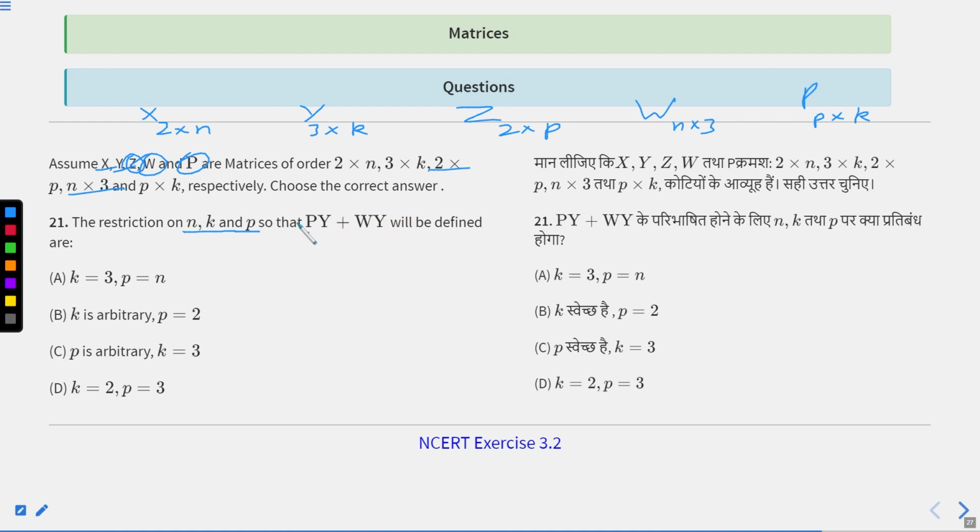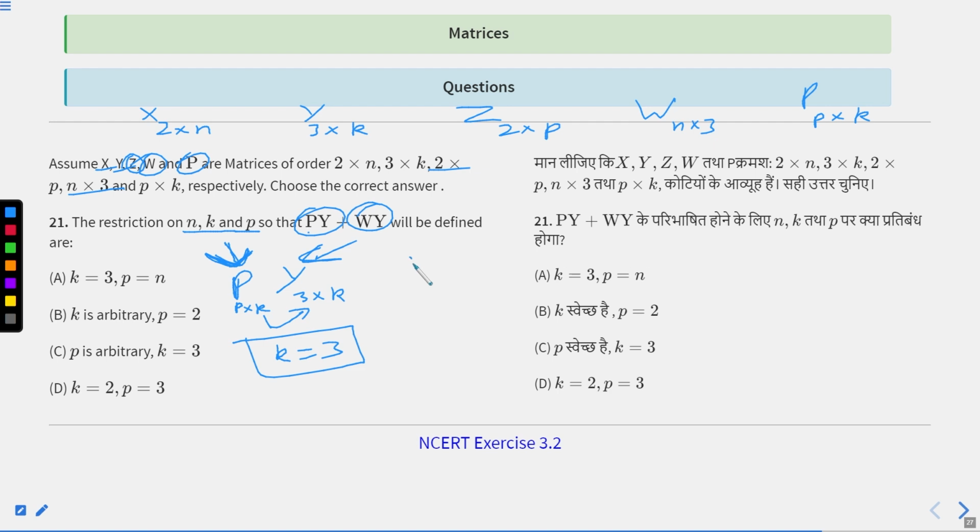First of all, this PY. PY means product of two matrices. When we do a product, first write the respective orders. P is p cross k and Y is of order 3 cross k. We only multiply two matrices when the number of columns in the first matrix is the same as the number of rows in the second. So k must be 3. Okay, clear.